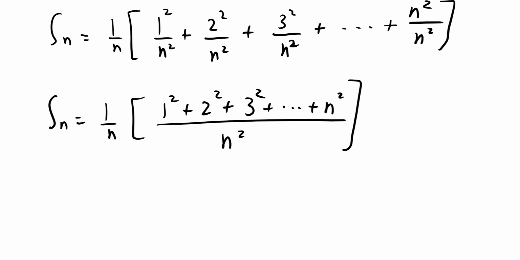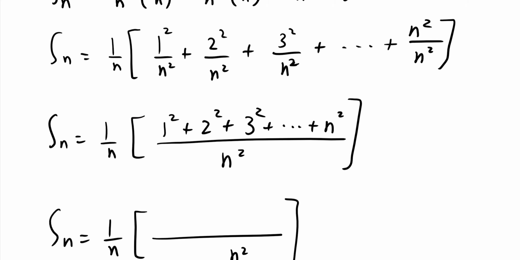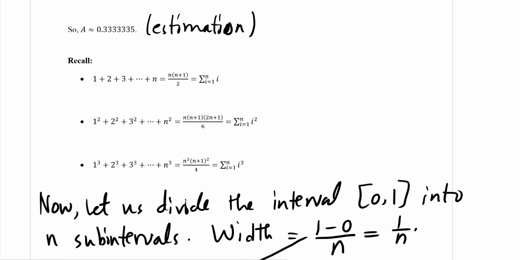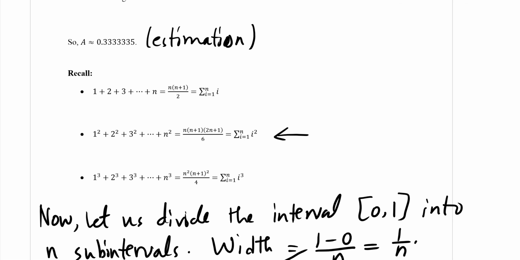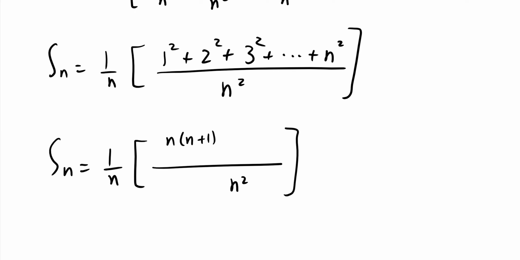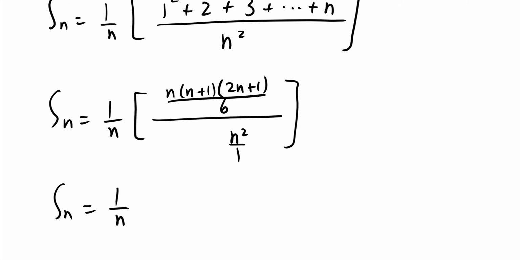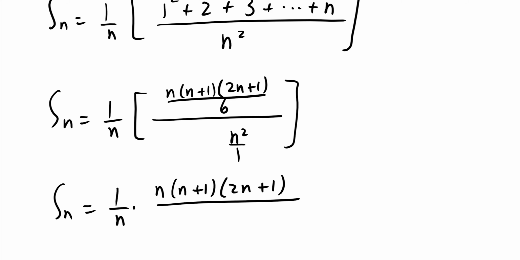And then, wait, what's 1 squared plus 2 squared up to n squared? That's the difficult part about it. But we learned something about it today. We reviewed it from pre-calc, so we can go back to the formula and see what we got for that. We have 1 squared plus 2 squared plus 3 squared. Oh, it's here. It's n times n plus 1 times 2n plus 1 all over 6. This is over 1, so that 6 is going to go in the denominator. So 1 over n times n times n plus 1 times 2n plus 1 all over 6n squared.